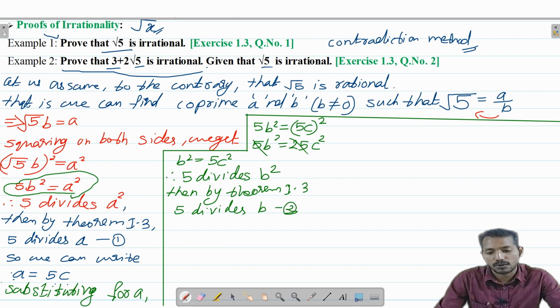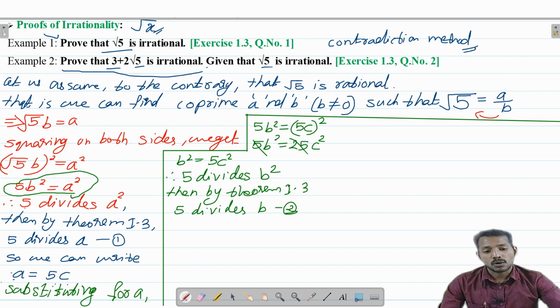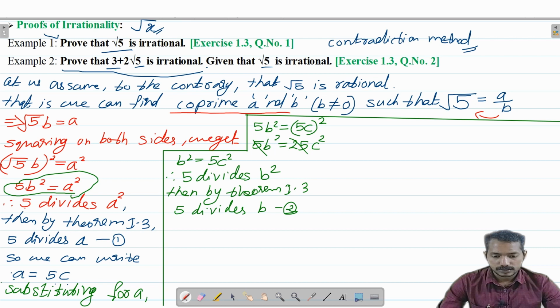There are two statements we have: 5 divides A and 5 divides B. That means both A and B are divisible by a common number 5, which means A and B have a common factor which is 5. That contradicts the given assumption. According to our assumption, both A and B are coprime. Clear?